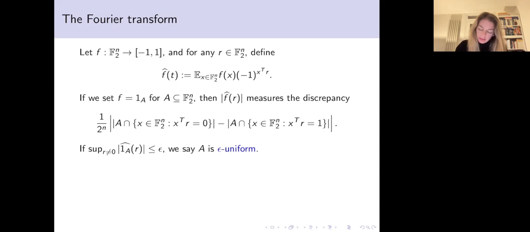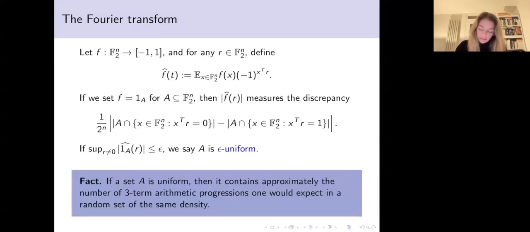Now, I said this is a property that a random set has. There is another way in which a uniform set behaves, roughly speaking, like a random set. So I will present to you the following fact, which I will not prove, namely that if a set A is uniform, then it will contain approximately the number of three-term arithmetic progressions one would expect in a random set of the same density. So A looks like a random set when it comes to counting the number of three-term progressions in it, if it is uniform in this sense that all of its non-trivial Fourier coefficients are small.